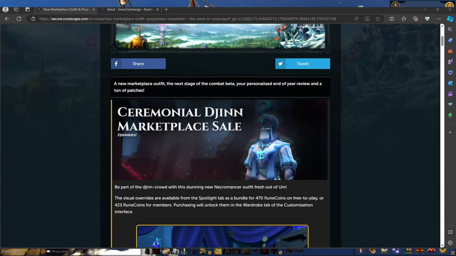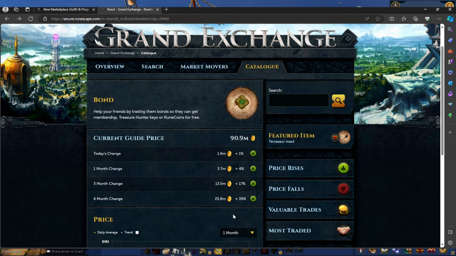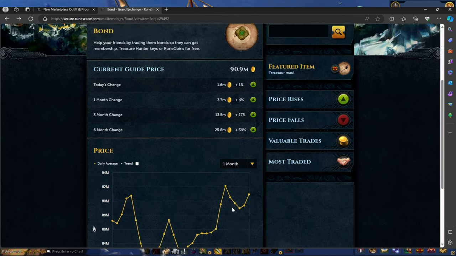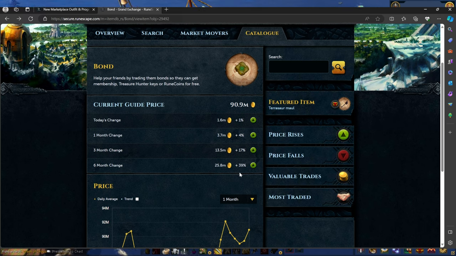And what does all this content drought affect? Well, look at the price of bonds. The price of bonds has astronomically skyrocketed. Like, look at this change. And this isn't even honestly the going price for bonds right now. The GE price is 91 mil, but people have been reporting the price on third-party websites to be like 110 mil. Why? It's because nobody is buying bonds with their IRL money. What's the point in buying bonds? There's no reason for me to invest my own IRL money into this game when there's no game to play. There's just no new content.